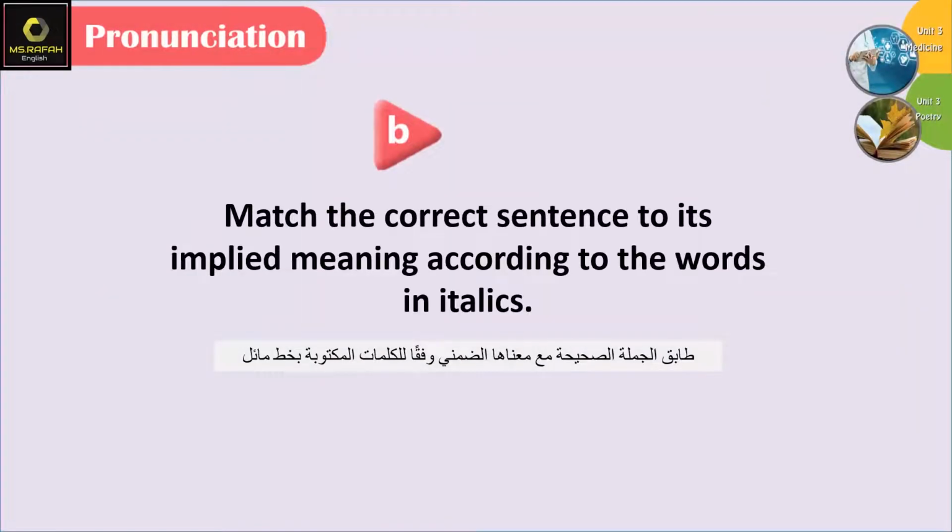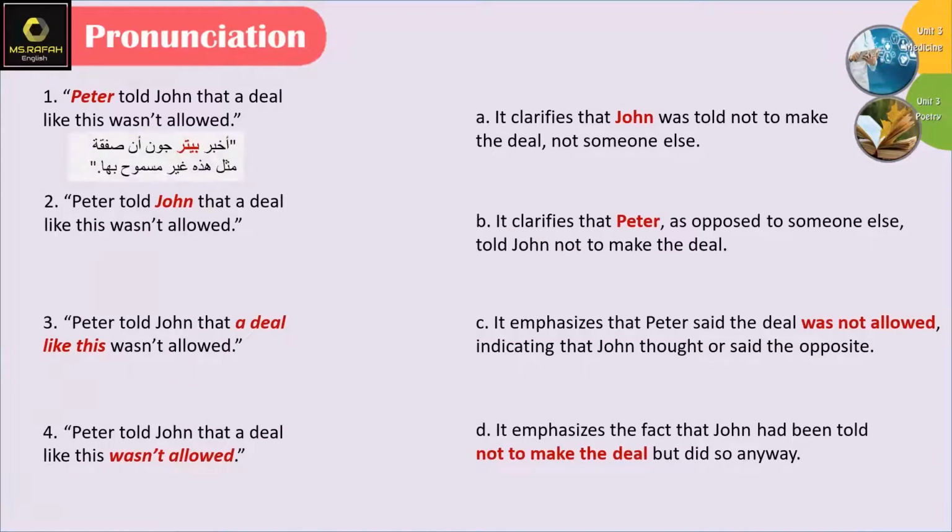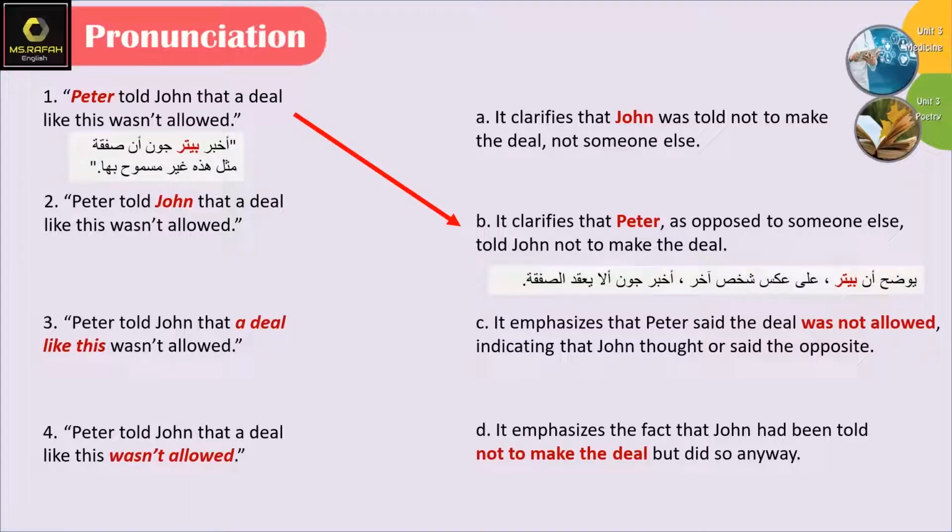Match the correct sentence to its implied meaning according to the words in italics. Peter told John that a deal like this wasn't allowed. It clarifies that Peter, as opposed to someone else, told John not to make the deal.